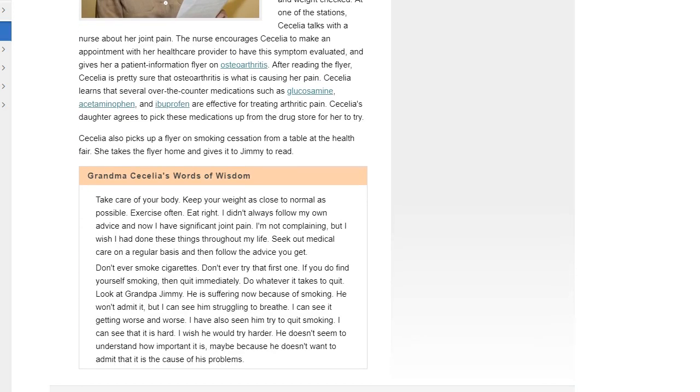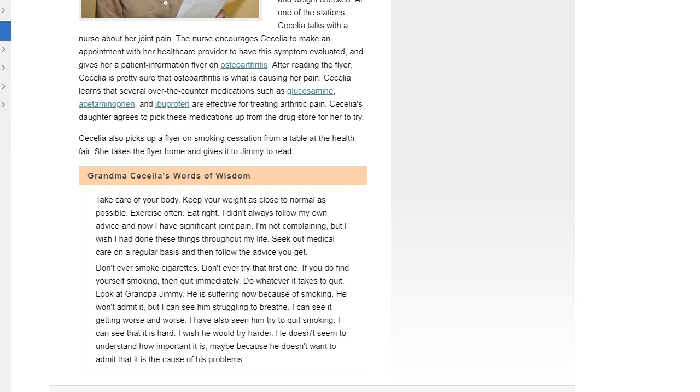And these are Grandma Cecilia's words of wisdom. Take care of your body, keep your weight as close to normal as possible, exercise often, and eat right. I don't always follow my own advice, and now I have significant joint pain. I'm not complaining, but I wish I had done these things throughout my life. Seek out medical care on a regular basis and then follow the advice you get.